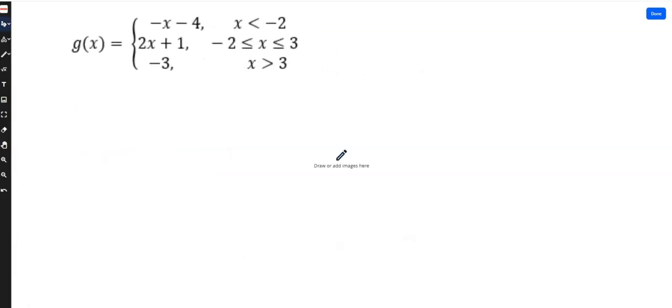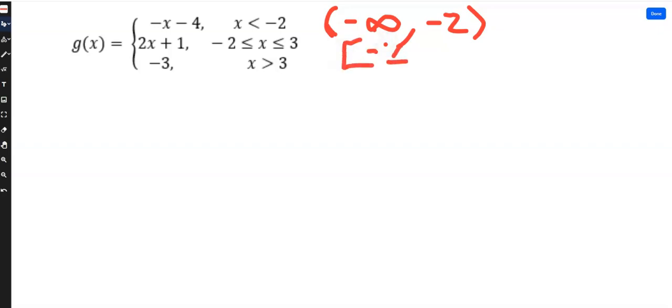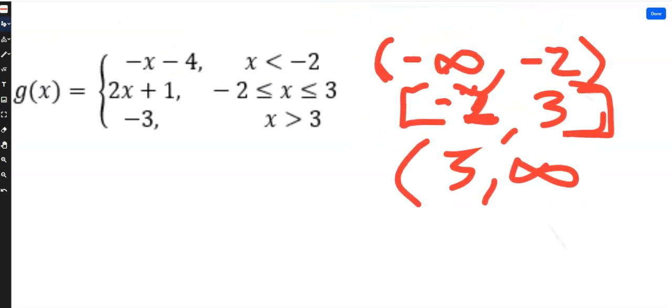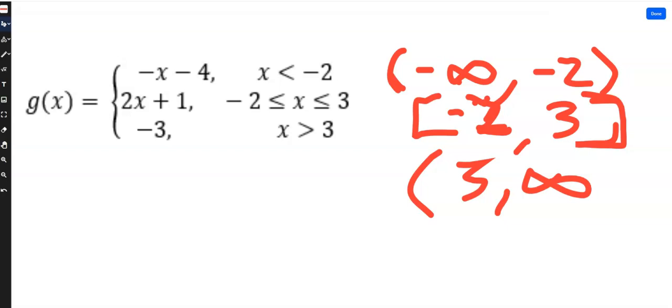Okay, so let's start before we get to the graphing. We've got negative infinity to -2, parenthesis. Then we've got bracket -2, comma 3, also bracket, because it's equal. And then lastly, parenthesis 3, comma infinity. Sorry, I should have zoomed in a little bit to make it easier to write. So hopefully you follow the logic there.